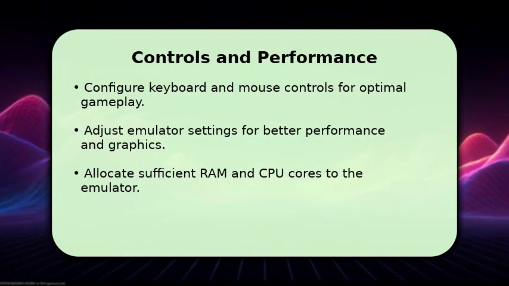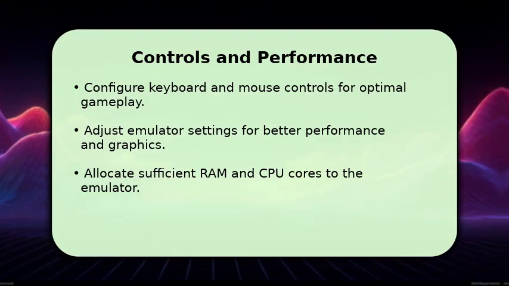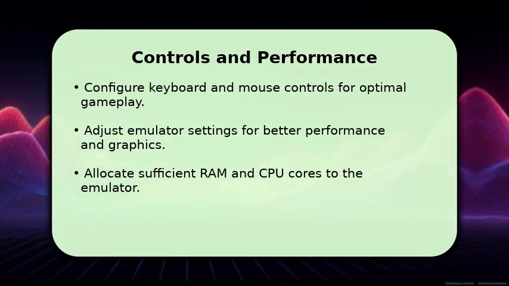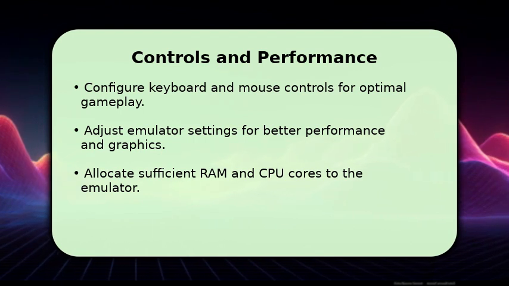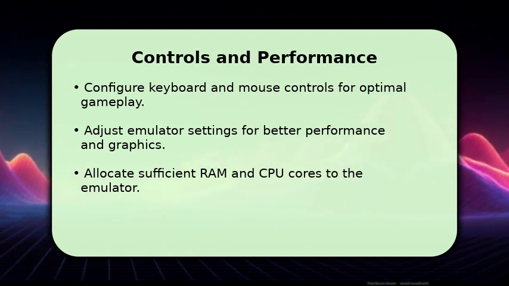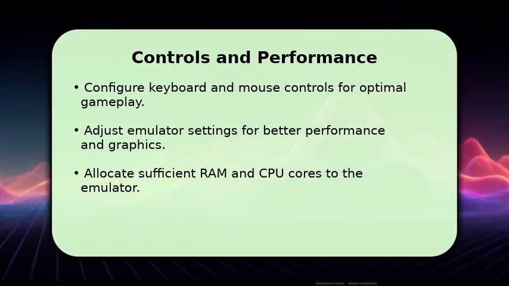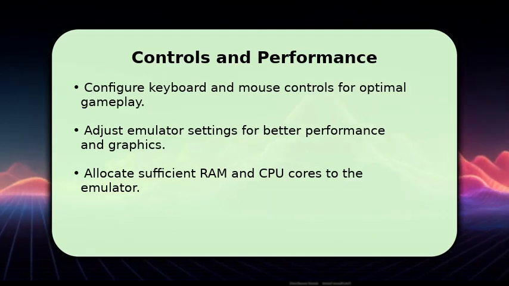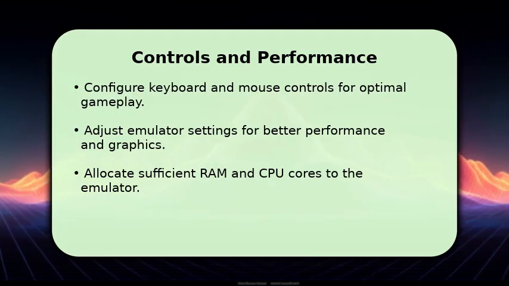Now, it's time to optimize your experience. Head into the emulator settings to configure keyboard and mouse controls, mapping actions to your preferred keys for seamless gameplay. For better performance, consider allocating at least 4 GB of RAM and 2 CPU cores to the emulator. Adjusting graphics settings can also significantly enhance your visual experience.